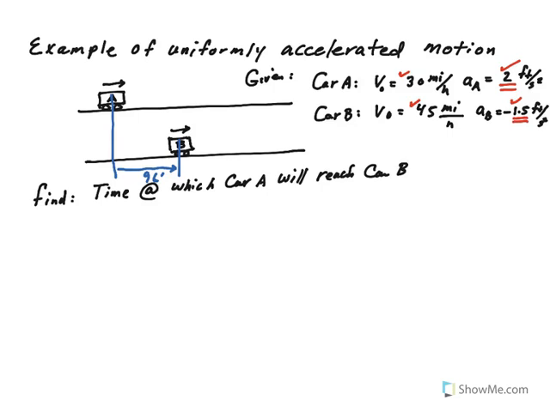So the question is, we want to find the time at which car A will reach car B. So how do we go about finding the time? And eventually we can also find the position when they reach a certain point. And that's how we're going to approach this problem.